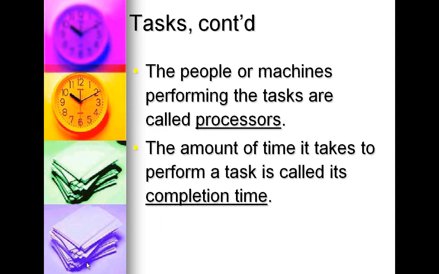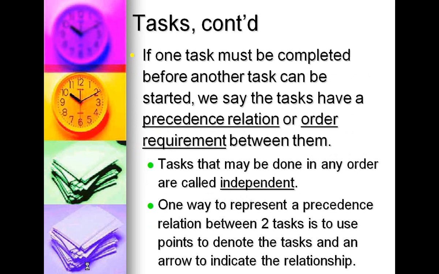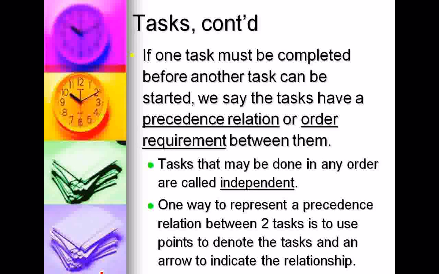So again, people or machines that are doing tasks, they're called processors, and the amount of time that it takes to complete the task is called a completion time. Now there are some things that you have to do in certain orders.